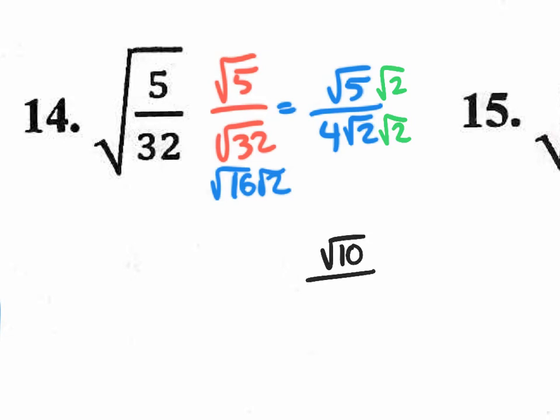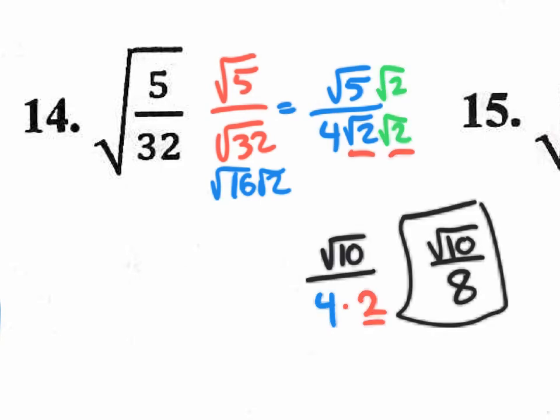And on the bottom, 4 times the square root of 2 times the square root of 2, that's really going to be 4 times 2, because the square root of 2 times square root of 2 is just 2. So now we have our final answer here, the square root of 10 over 8. That is our final answer for number 14.